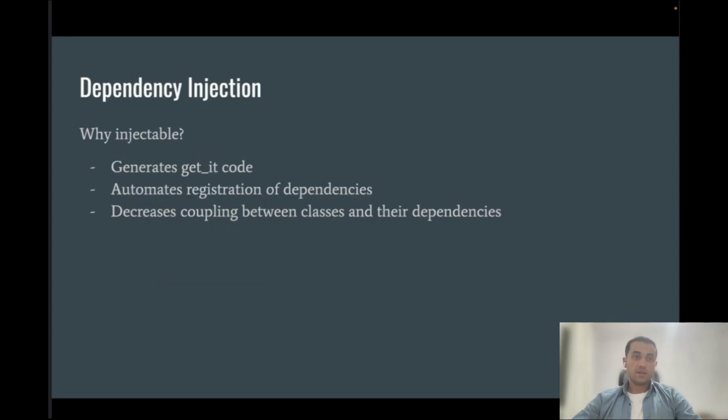Lastly, we will talk about dependency injection. For dependency injection, we use get_it, and for generating get_it code, we use the injectable package. The injectable package handles registration of the dependencies automatically. Normally, you need to register all the dependencies of get_it manually. It helps you reduce the coupling between your classes and their dependencies.